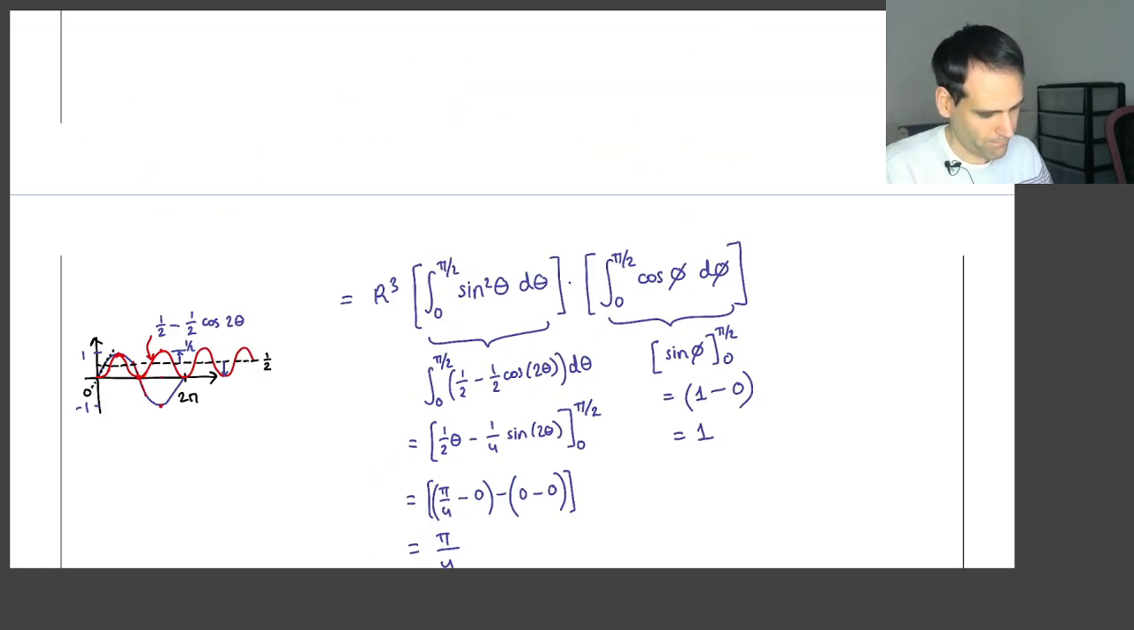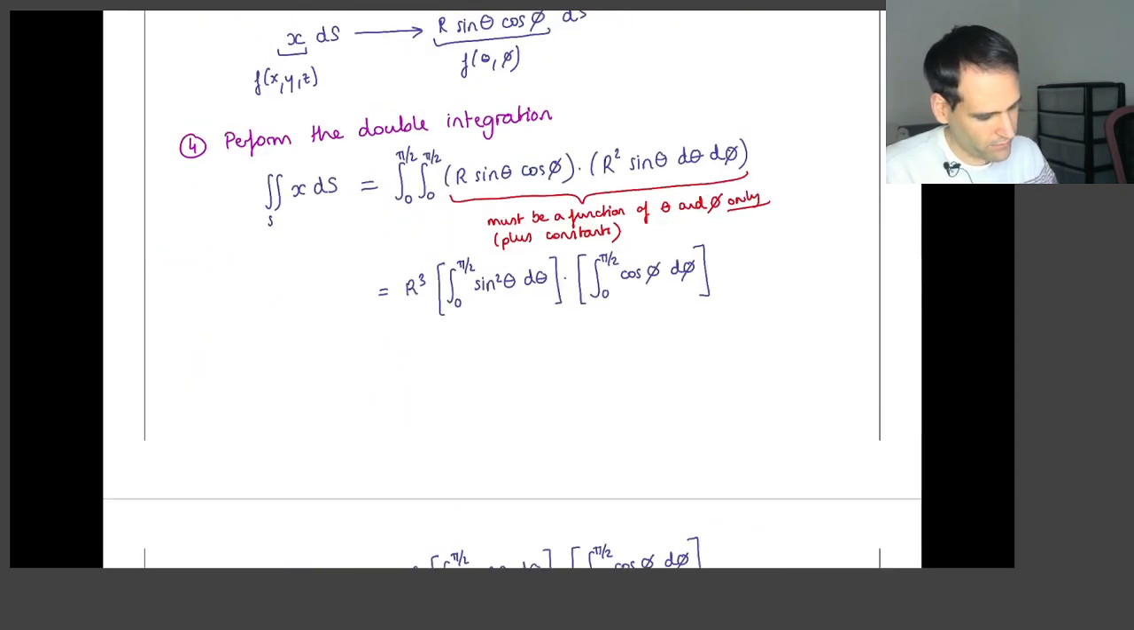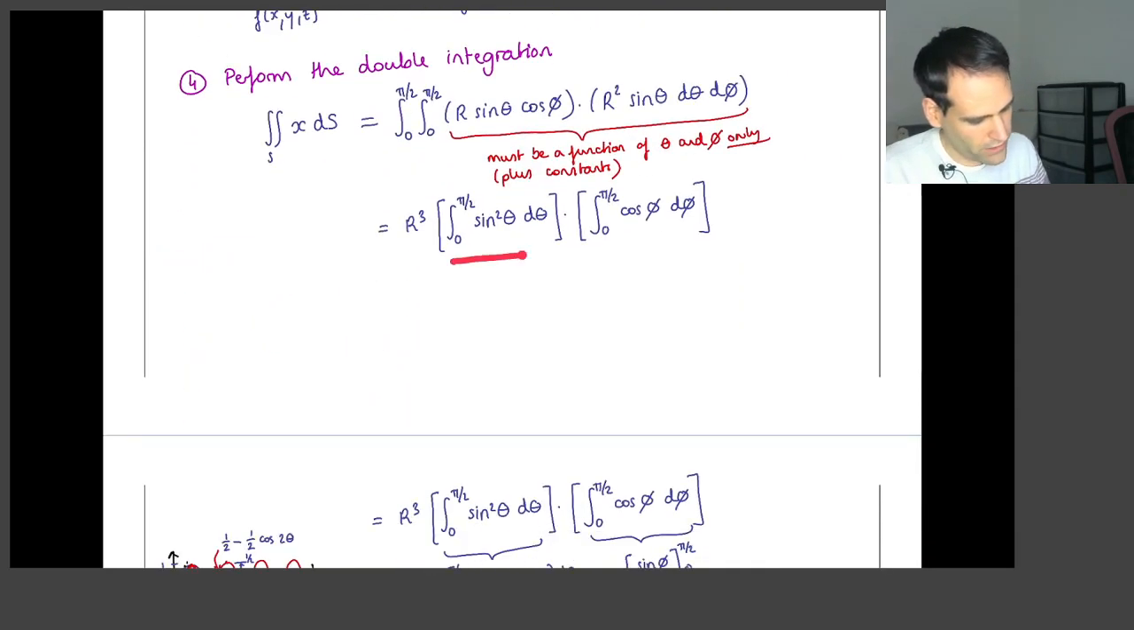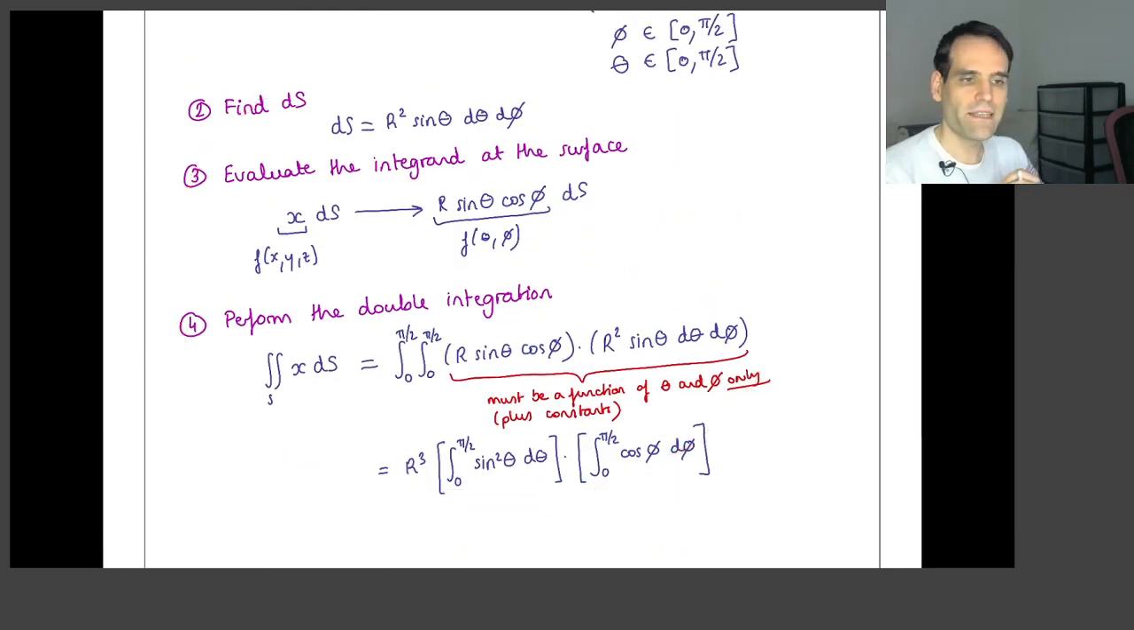Okay? So I hope that was clear. I think I spent as much time doing the integrals as I spent explaining the procedure. But anyway, it's always good to refresh how to do integrals.